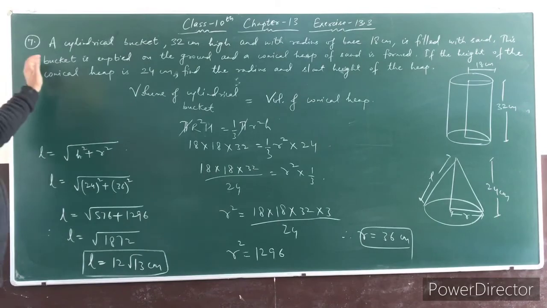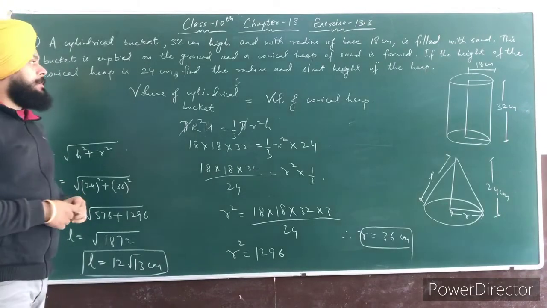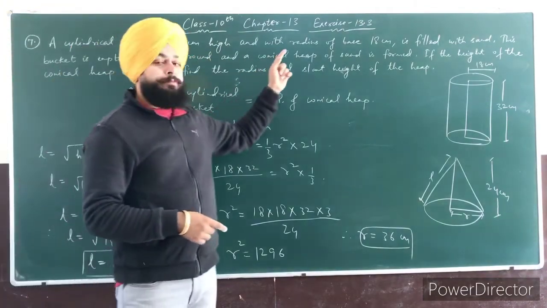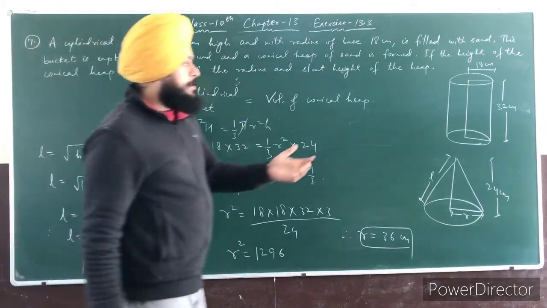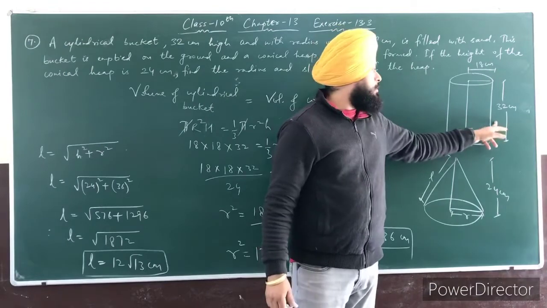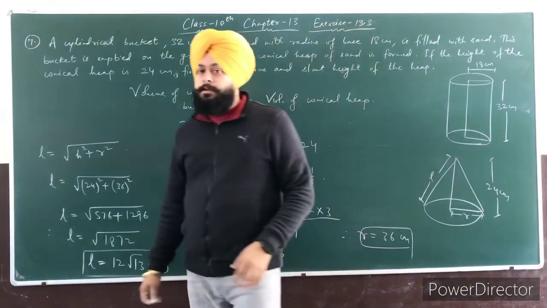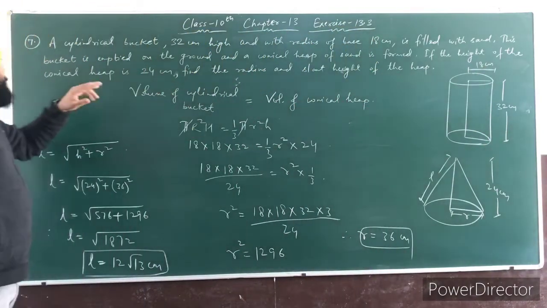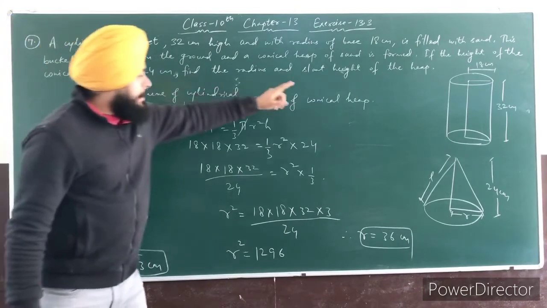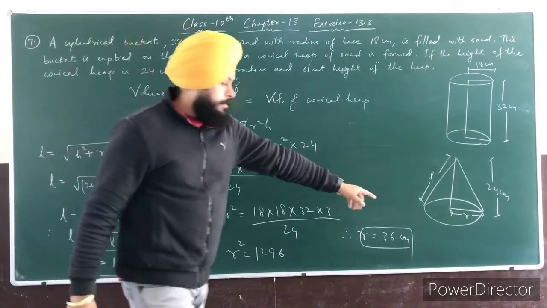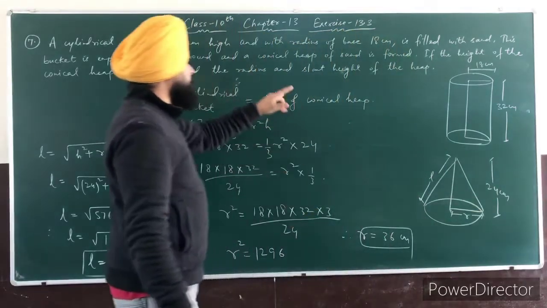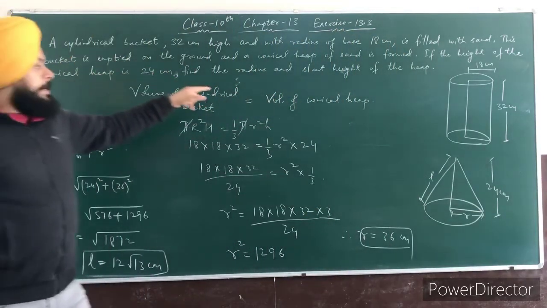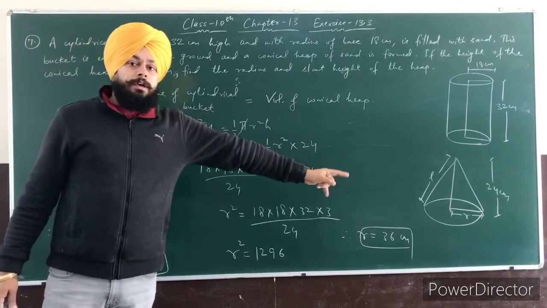Next, this is your question number 7. A cylindrical bucket 32 cm high and the radius of base is 18 cm is filled with sand. So this is a cylindrical bucket, height is 32 and the radius is 18 cm. It is filled with sand, the bucket is emptied on the ground and a conical heap is formed. This is a conical heap, its height is 24 cm. So we have to find what? We have to find the radius and slant height of this conical heap.